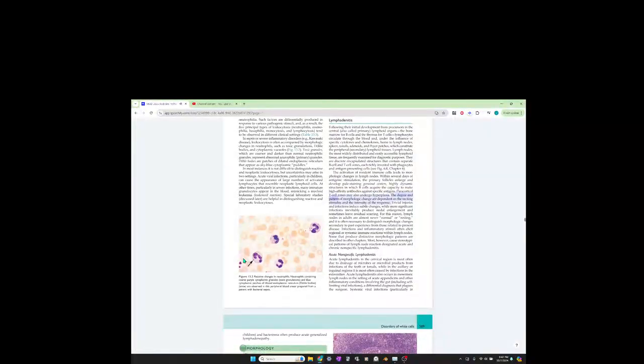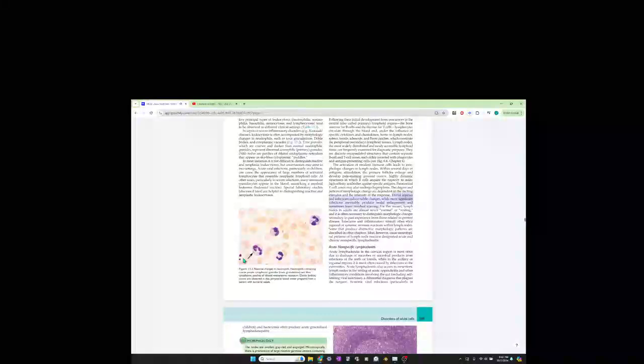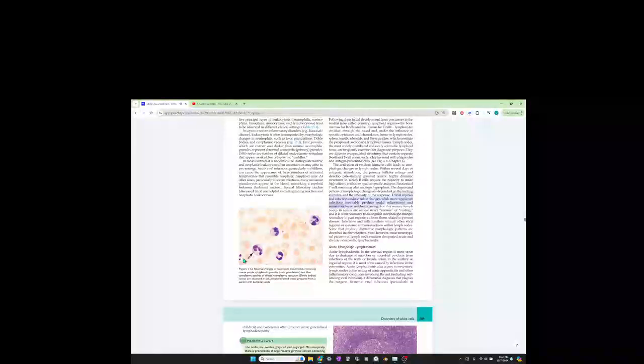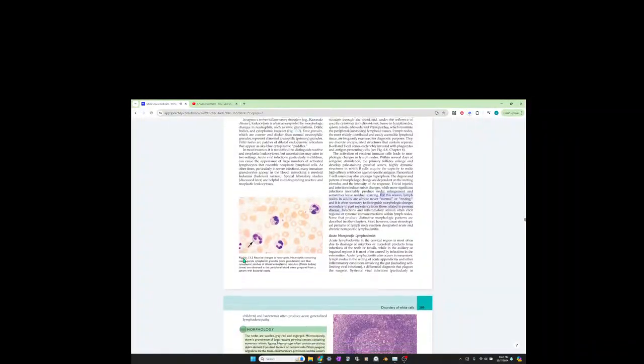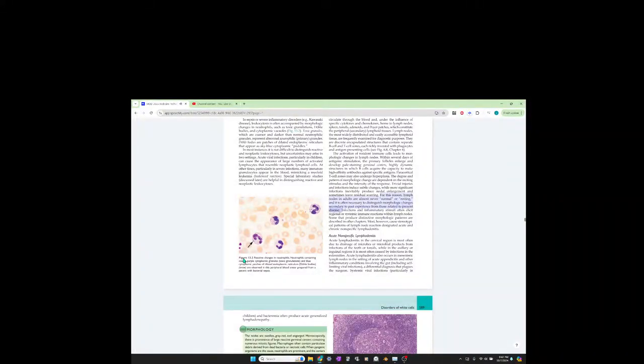The degree and pattern of morphologic change are dependent on the inciting stimulus and the intensity of the response. Trivial injuries and infections induce subtle changes, while more significant infections inevitably produce nodal enlargement and sometimes leave residual scarring. For this reason, lymph nodes in adults are almost never normal or resting, and it is often necessary to distinguish morphologic changes secondary to past experience from those related to present disease.